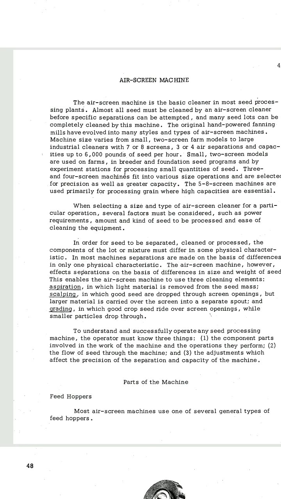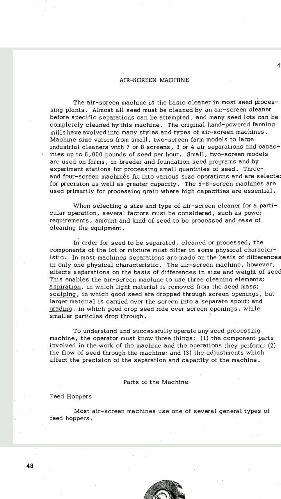Machine sizes vary from small two screen farm models to large individual cleaners with 7 or 8 screens, also 3 or 4 air separations, and capacities up to 6,000 pounds of seed per hour. Small two screen models are used on farms, in breeder and foundation seed programs, and by experimental stations for processing small quantities of seed. Three and four screen machines fit into various size operations and are selected for precision as well as capacity. The 5 to 8 screen machines are used primarily for processing grain where high capacities are essential.